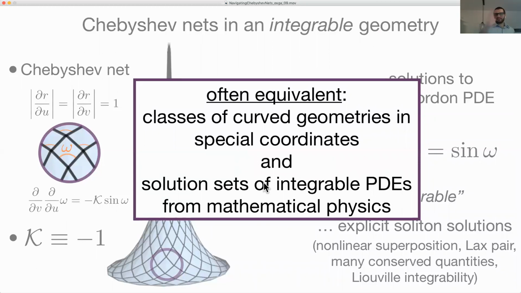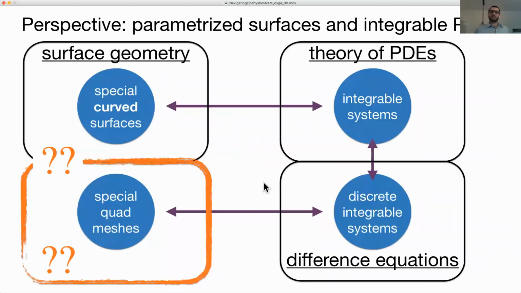using the fact that there's often an equivalence between very special curved geometries in special coordinates and integrable PDEs from mathematical physics. There were many results that were known in the smooth case, and then discrete integrable systems and the rise of difference equations has given rise to many different types of special quad meshes, like these ones for discrete Chebyshev nets.